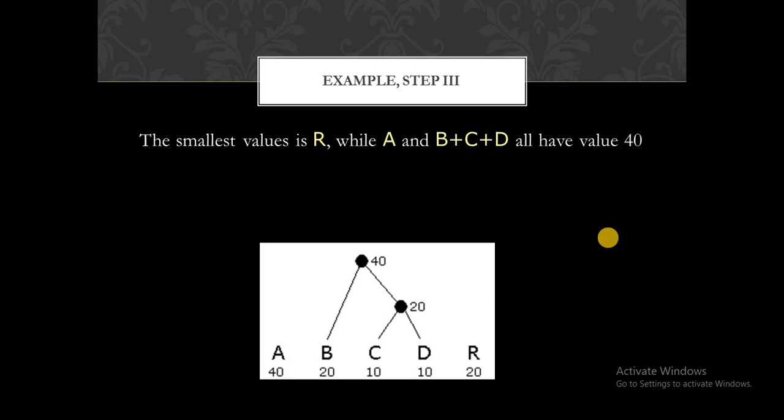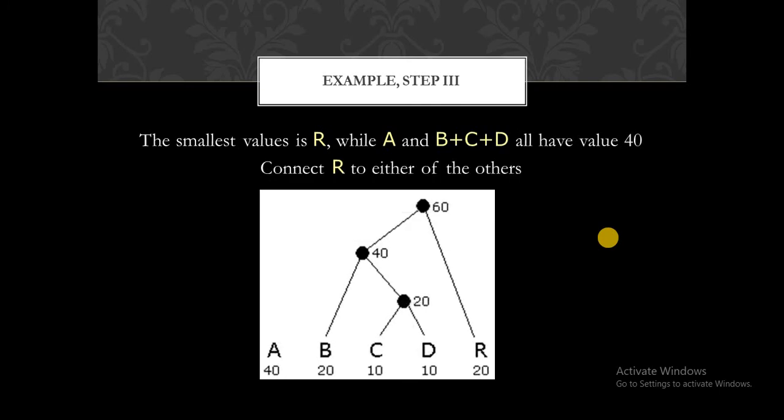Now we see, I have connected child node R with B plus C plus D. Now the frequency of the parent node is 60. How? Because the frequency of B plus C plus D is 40, and the frequency of R is 20. 20 plus 40, that is 60.